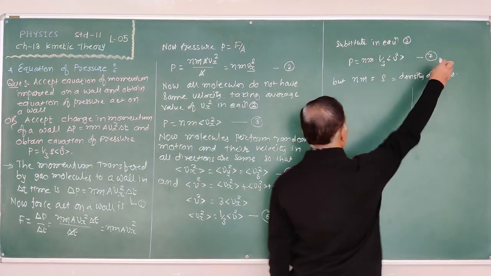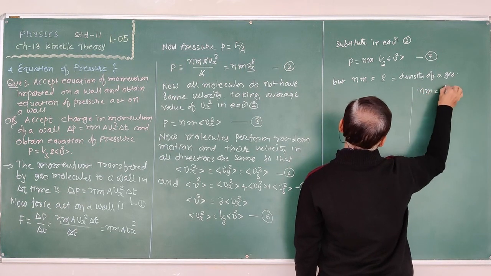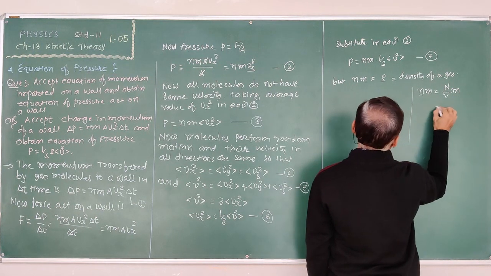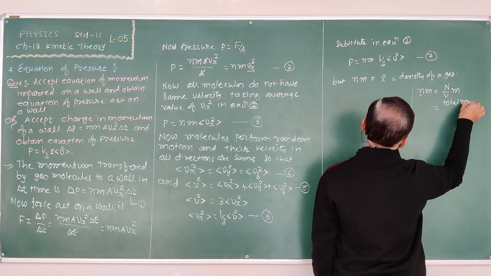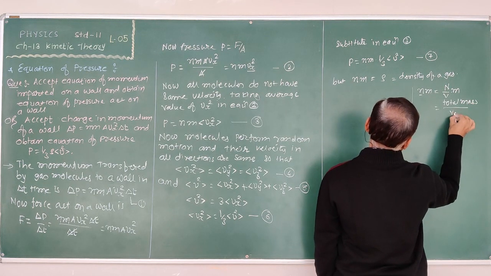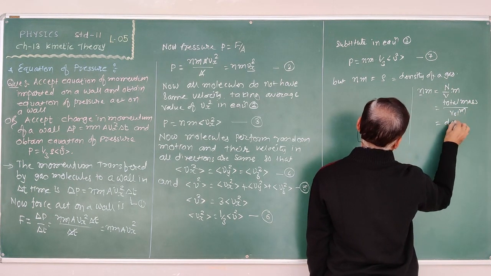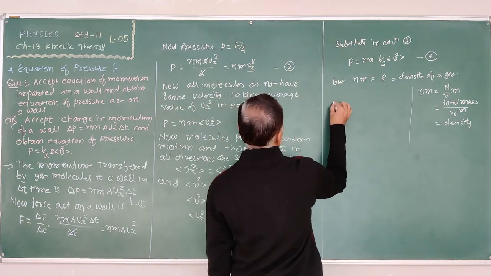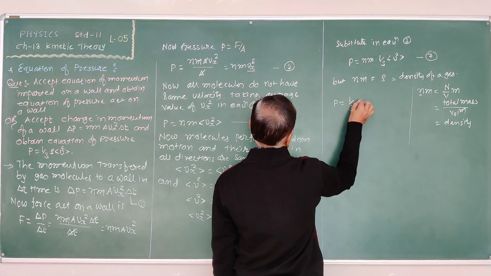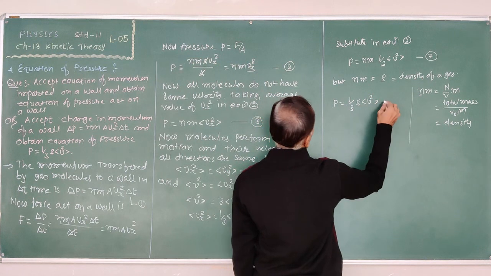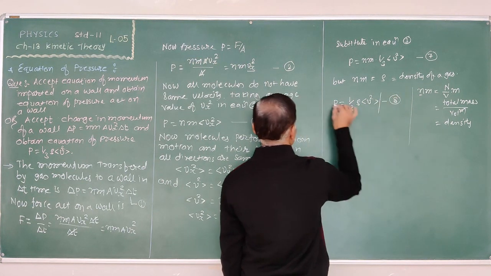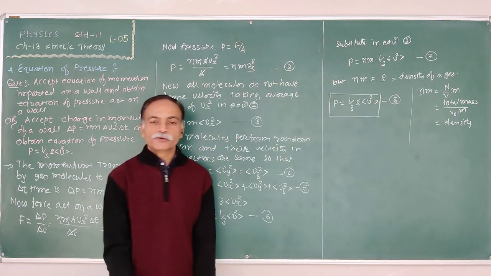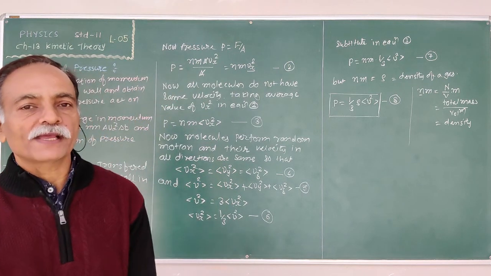Now listen here. N into m is equal to N upon V, number of molecules per unit volume, into m, is equal to total mass upon volume. That gives the density. Therefore, P is equal to 1/3 rho average V square. That is the equation of pressure acting on a wall due to the collision of molecules of a gas.